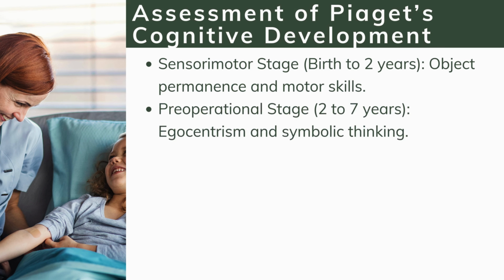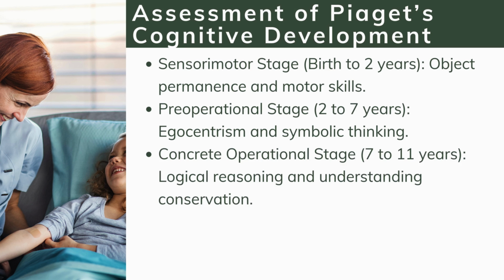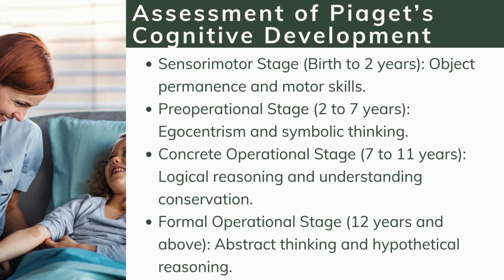From 2 to 7 years, or the pre-operational stage, egocentrism and symbolic thinking. From 7 to 11 years, or the concrete operational stage, logical reasoning and understanding conservation. From 12 years and above, which is the formal operational stage, abstract thinking and hypothetical reasoning.